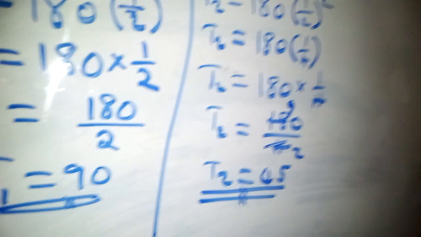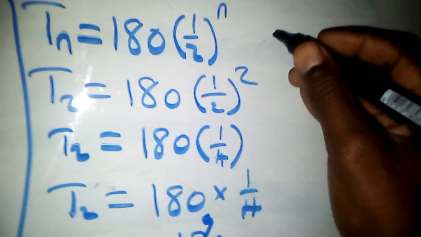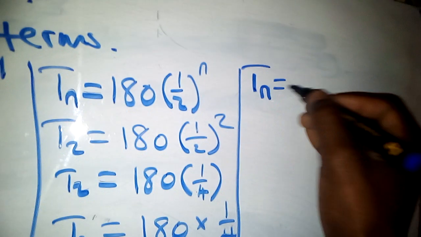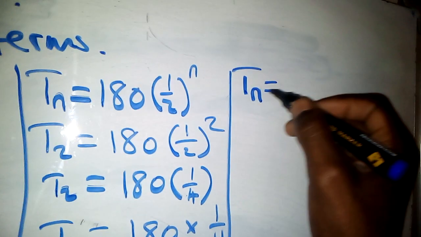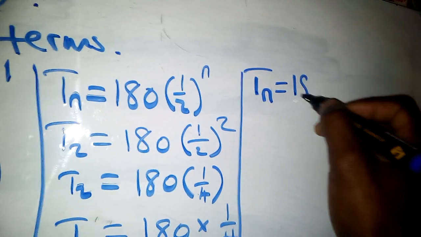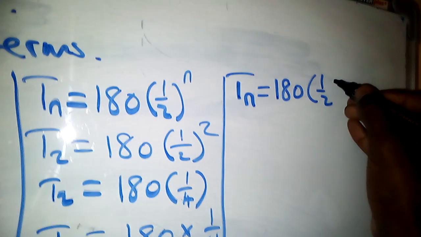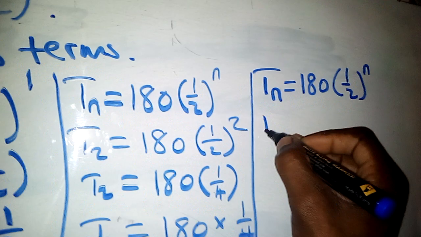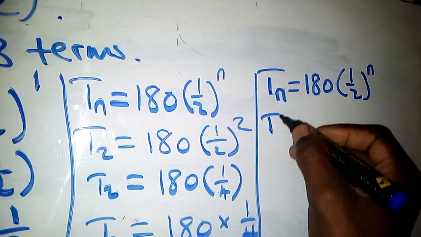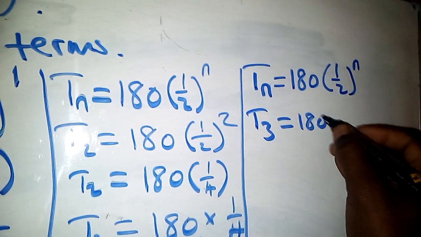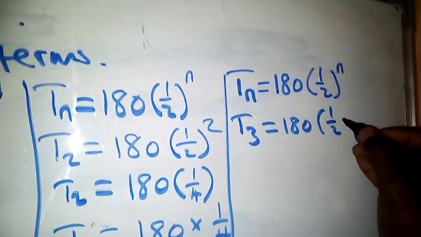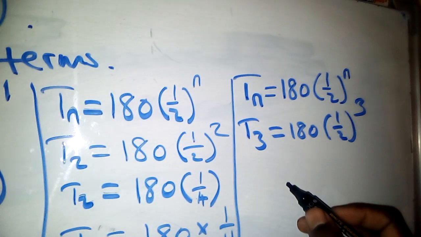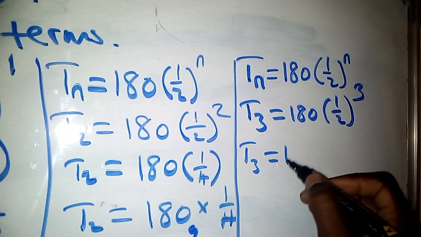Let's move on to the third term. For the third term, we use the same formula that has been given to us, and that is Tn equals 180 times 1/2 raised to the n power. Where there is n this time, we put 3, and this is T3 equals 180 open parenthesis 1/2 raised to the third power. Then simplify this. The third term equals 180.